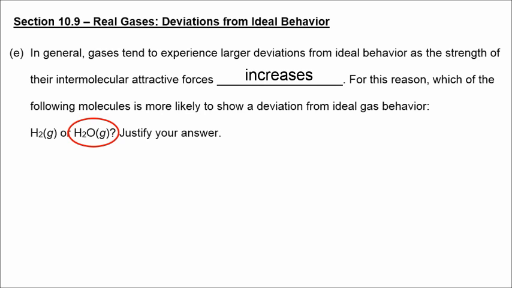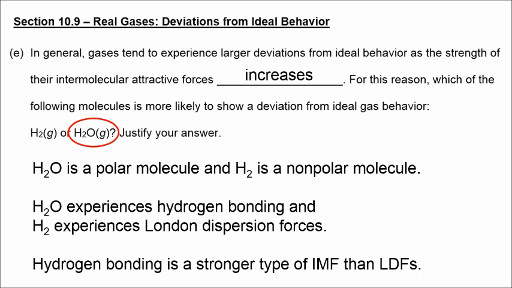Well, the answer is water, because of the two molecules, water is going to have stronger attractive forces. We know that water is polar, hydrogen is nonpolar. Water would experience intermolecular forces known as hydrogen bonds. Hydrogen only experiences weak London dispersion forces, and since hydrogen bonding is a stronger type of intermolecular force than London dispersion forces, it's the water molecules that are going to be sticking to each other more likely than the hydrogen molecules.